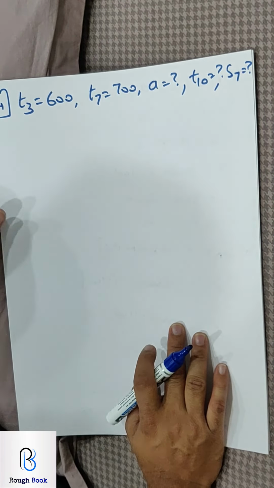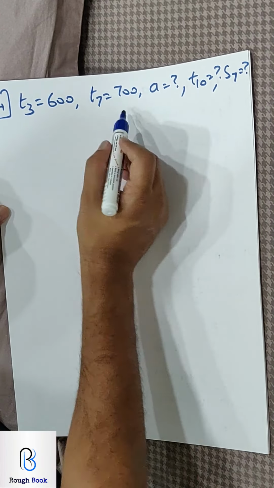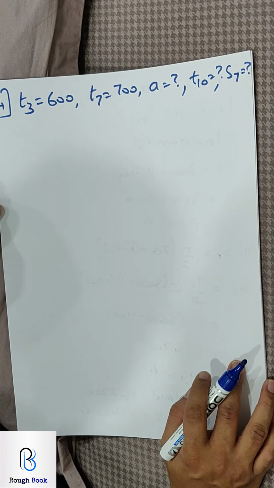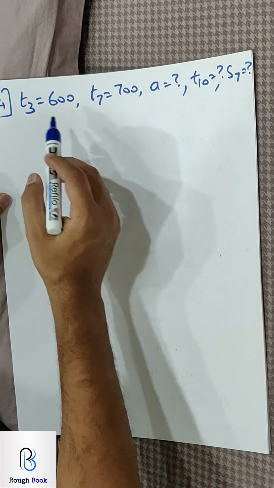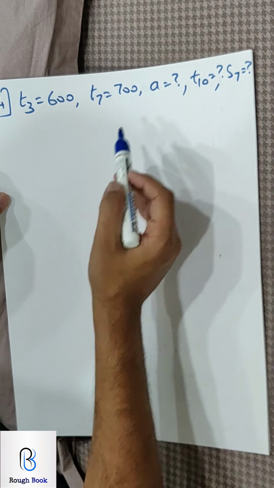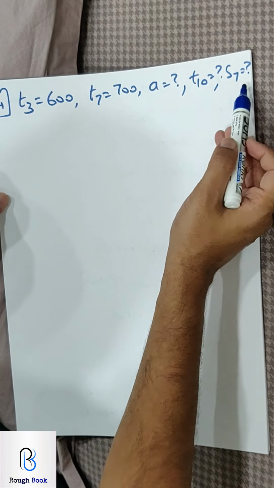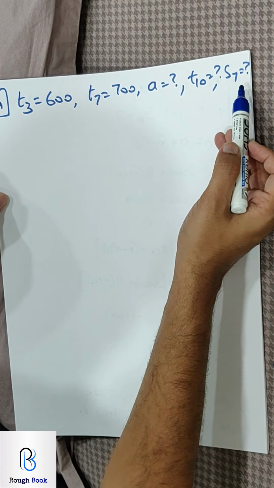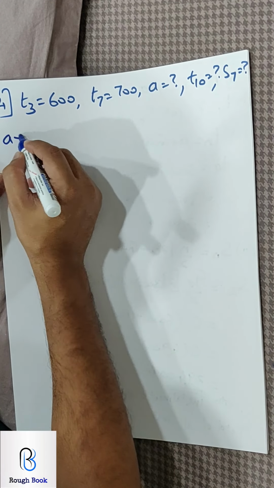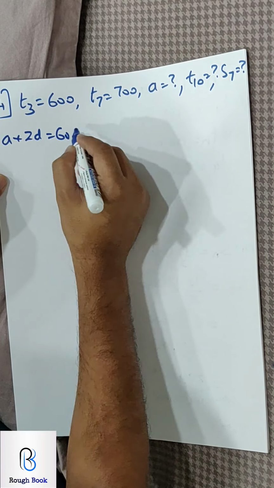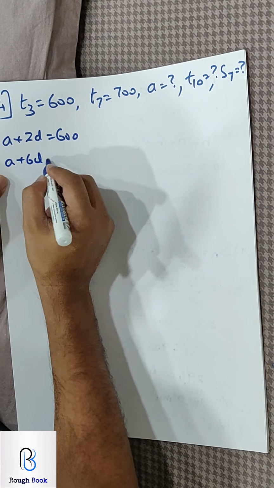I'm sure most of you must have got this data. Looking at this, it's very evident that you're going to use simultaneous equations. So start working on this, get simultaneous equations, get a and d. Once you get a and d, you can easily find these two. So it's a very simple question. So T3 is a plus 2d and T7 is a plus 6d.